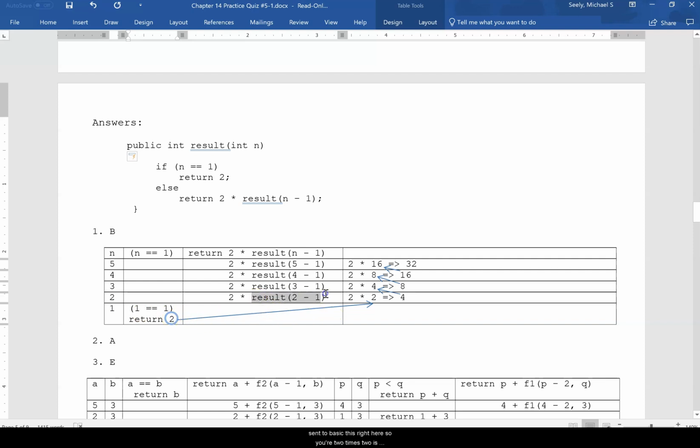2 is substituted into this right here. So you do 2 times 2 is 4. And so this is 4 right here. So then we do 2 times 4 is 8. And then this is 8. 2 times 8 is 16. And this is 16. 2 times 16 is 32. So we go down the stack, then we pop back up the stack. Final answer is 32. So your answer is B.